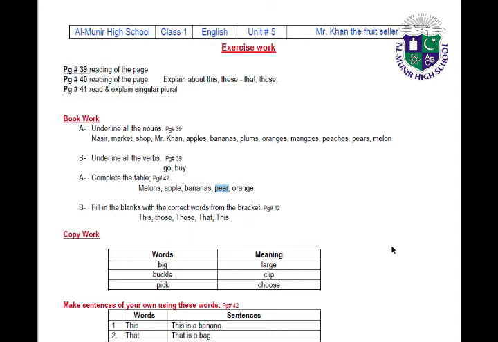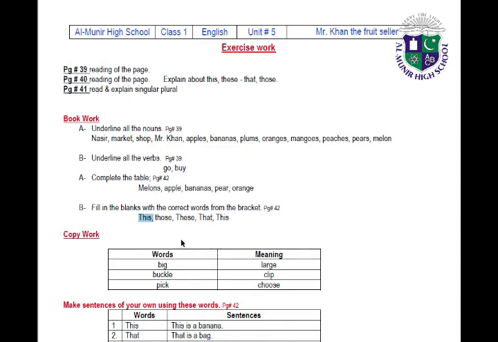Okay, the next, fill in the blanks. The next question number B. Fill in the blanks with the correct words from the bracket. The words are given to us in bracket. We have to fill in the blanks with the help of these words. Number 1 is dash bat is smaller than that bat. The bat is singular, so we will use here this. This bat is smaller than that bat.